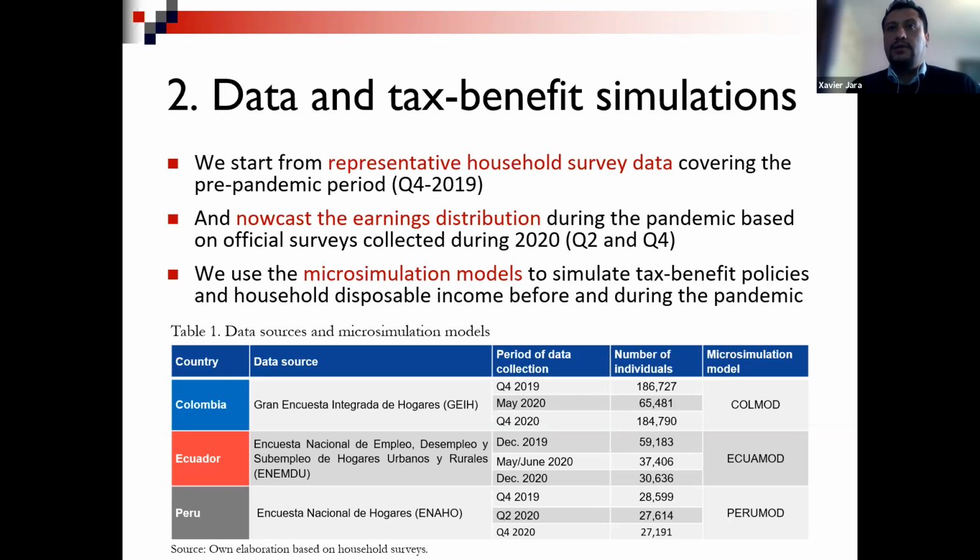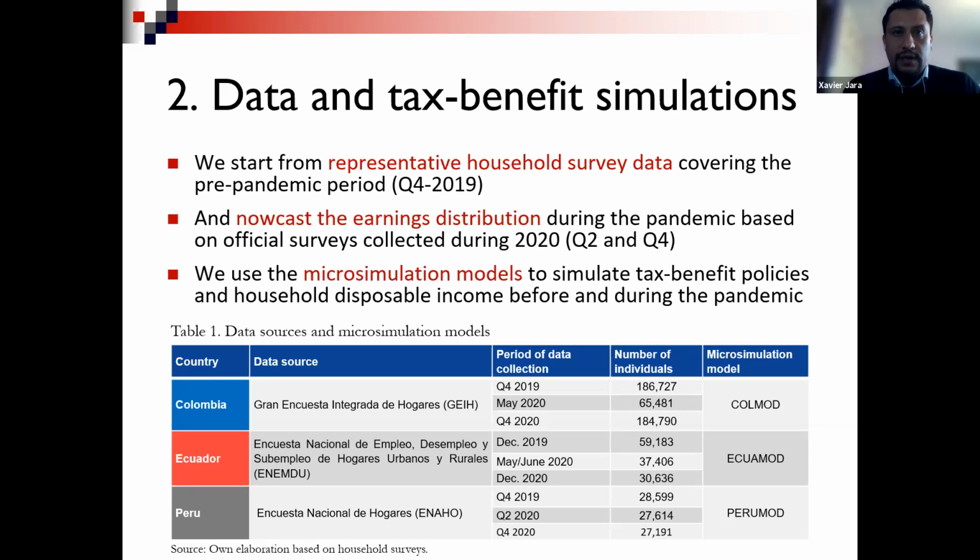More precisely at 2 points of 2020, the second quarter and the last quarter of 2020. And then once we have created this pseudo microdata, we use microsimulation models to simulate taxes and benefits and then household disposable income before and during the pandemic.